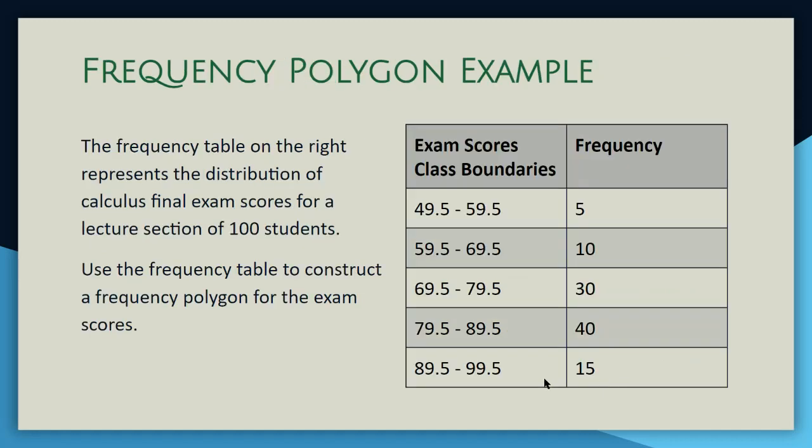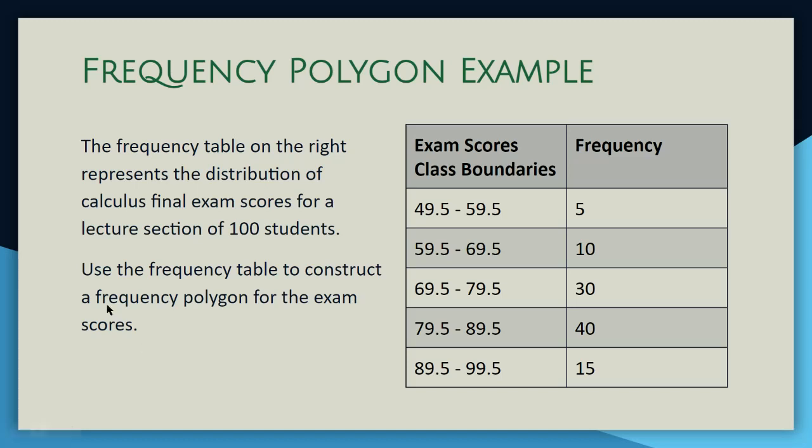Let's go ahead and build one so you can see what that looks like in practice. So the frequency table on the right represents the distribution of calculus final exam scores for a lecture section of 100 students. Use the frequency table to construct a frequency polygon for the exam scores.